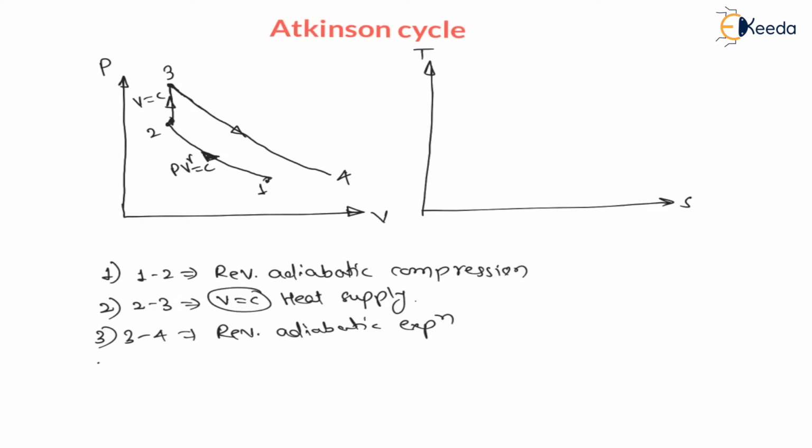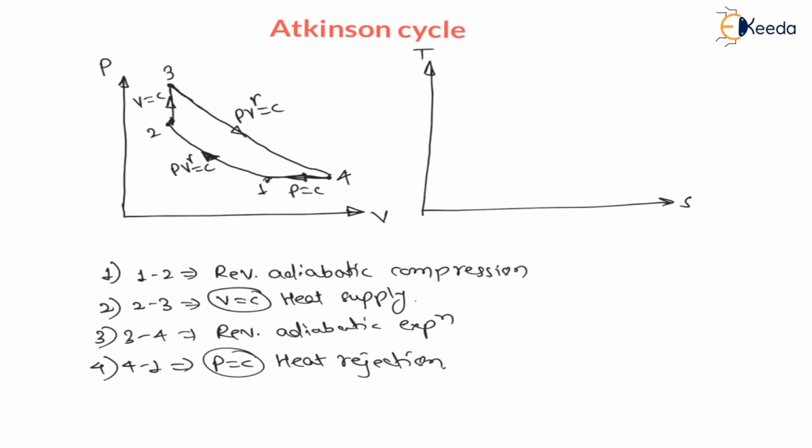Now the last process, process number 4, that is 4 to 1, is constant pressure heat rejection. At constant pressure heat is rejected. These are the various four processes for Atkinson cycle on PV diagram. Therefore from 4 to 1, keeping pressure constant, heat is rejected, right? Therefore this is constant pressure process. And 3 to 4 is reversible adiabatic, that is PV raised to gamma is equal to constant.